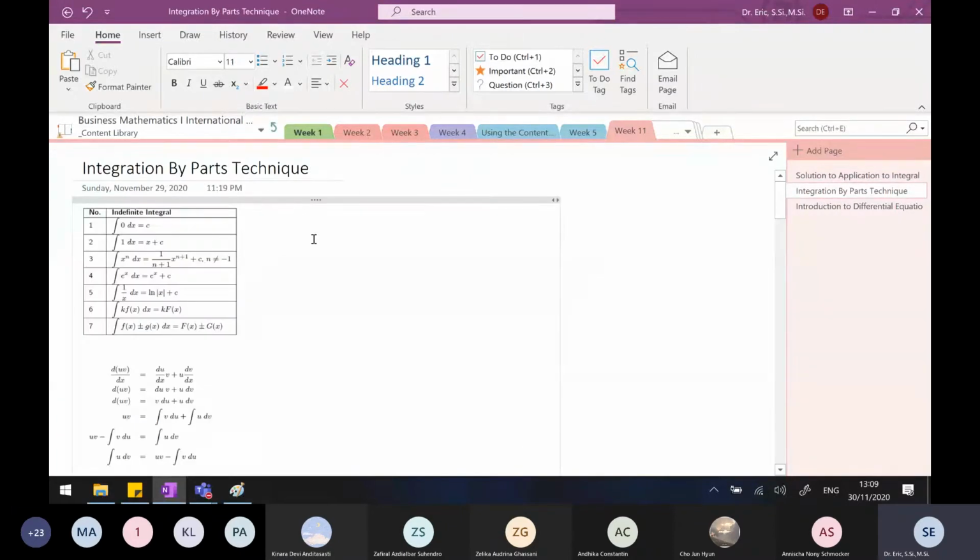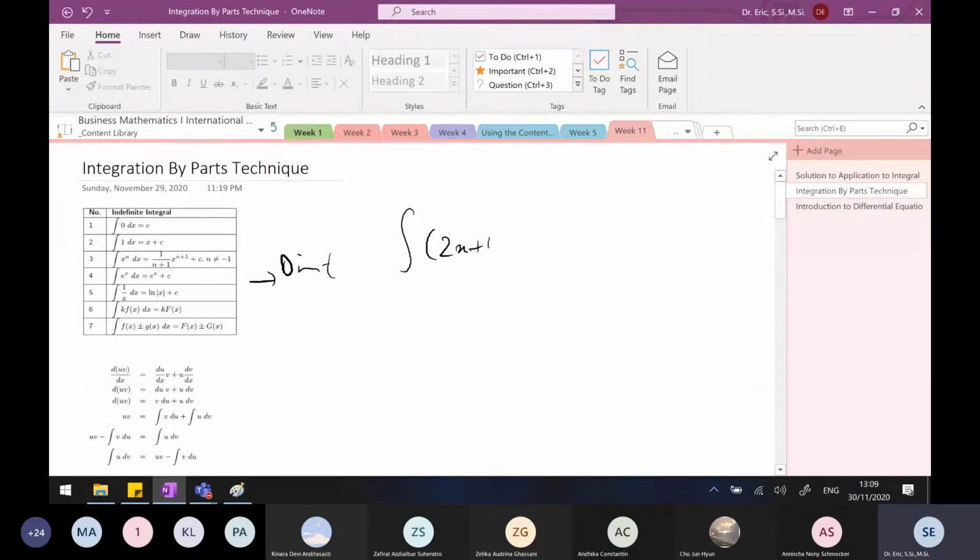First of all, you can do the integral directly. This is the direct method. If your question is not in the table, for example the integral of (2x plus 1) to the power of 5 dx, you cannot use the direct method. Why? Because this is different from this. If this is the same, x and x, but this is different. So you cannot use the direct method.